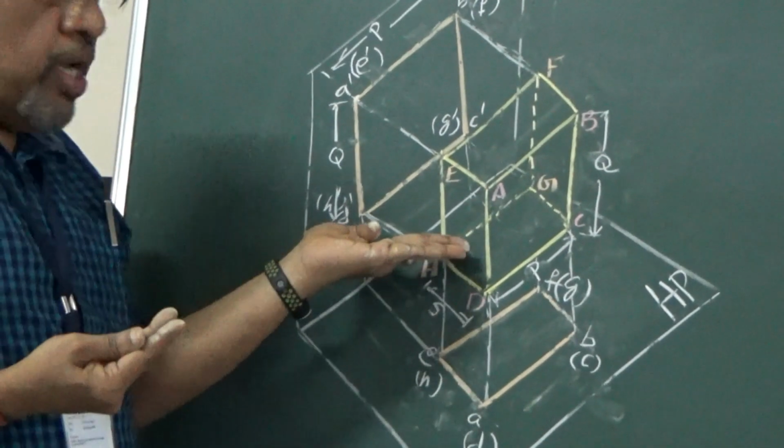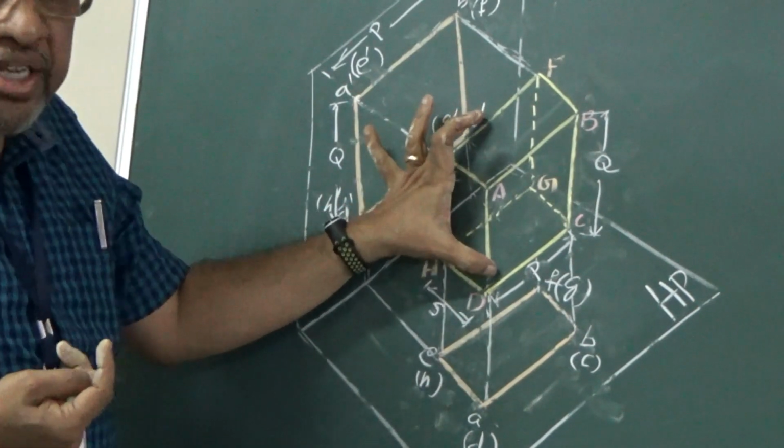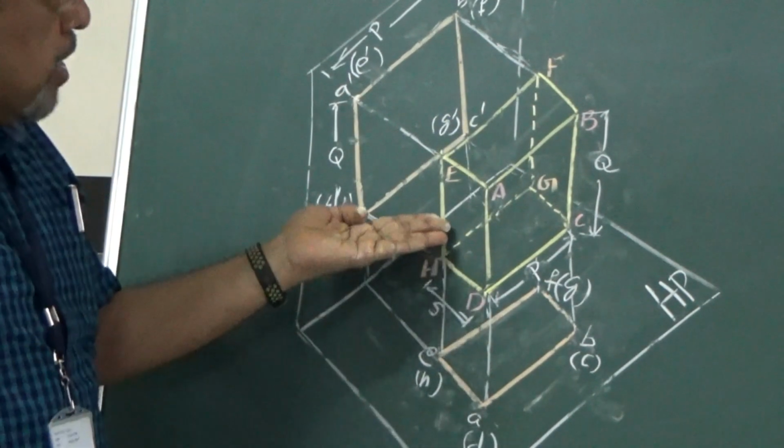So, how many planes do you have here? As you can see, it has got 6 planes. So, these 6 planes which are joined together will result in this particular figure.